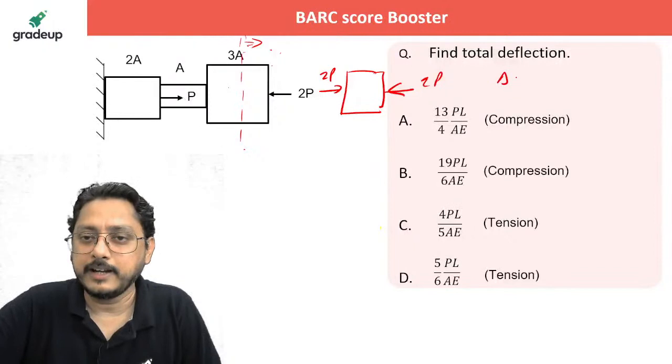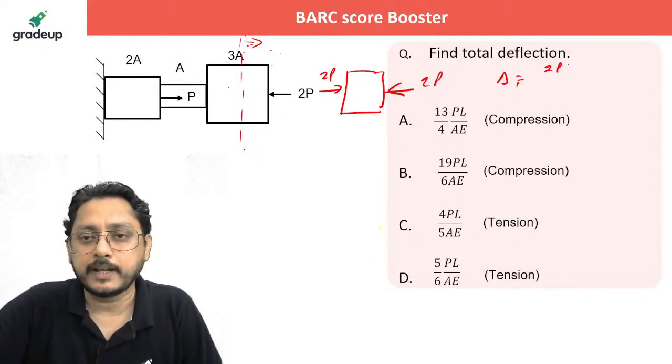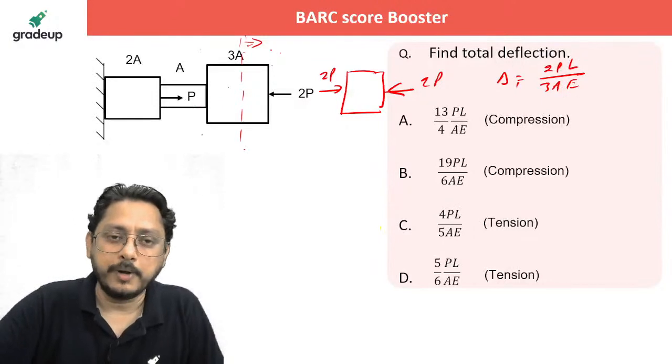So calculate that delta will be what? Delta 1 is supposed, that is 2P, so 2PL by AE. 2P and L is L only, I think. 2PL by AE. What is that A? 3A, E. Now what is for the middle one?